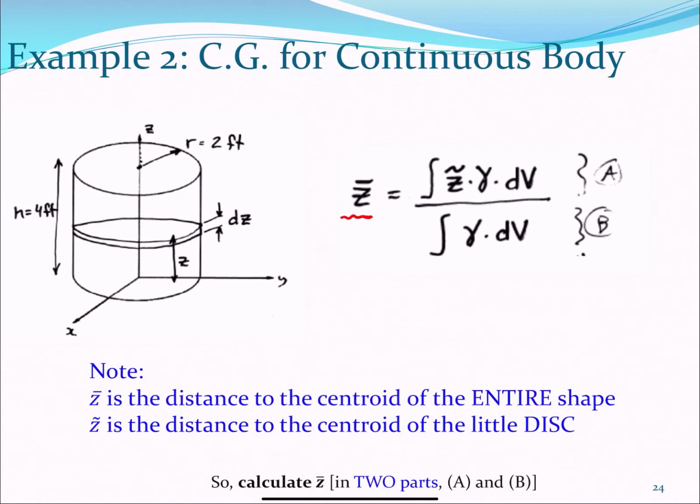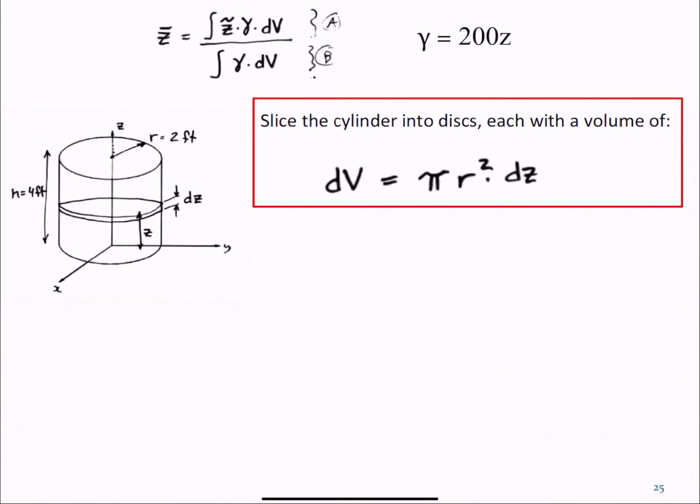So note, right? Z bar is the distance to the centroid, the distance to the center of gravity of the entire shape, and z squiggle is the distance to the centroid of the little disk, right? Don't forget, we're looking for this guy, and z squiggle is the distance to the centroid of the little disk, right? So just as a reminder. In these equations, remember our gamma, right? Our value of gamma is equal to 200 times z.